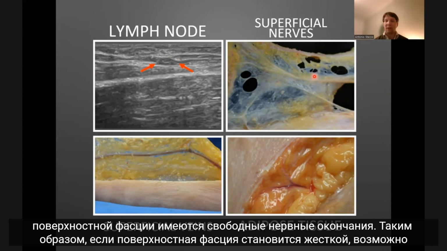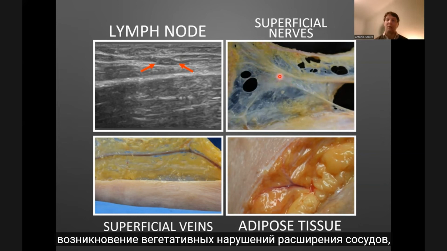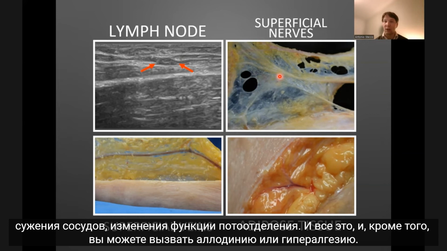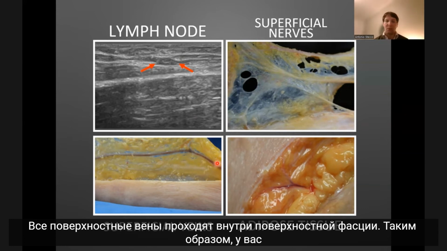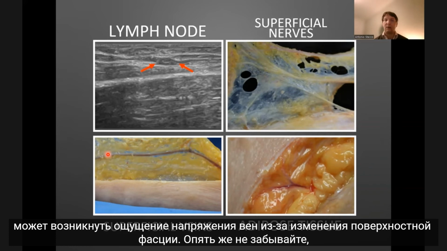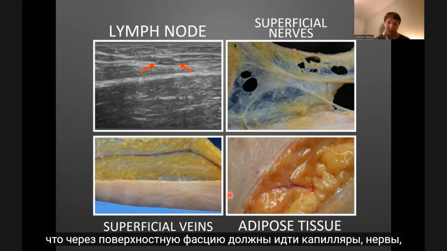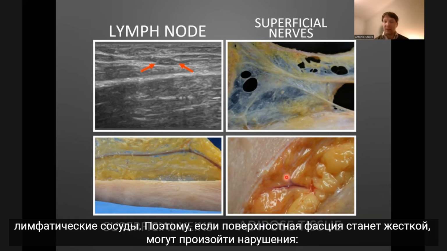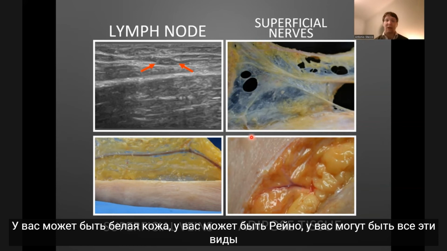Inside the superficial fascia, we have free nerve endings. So if the superficial fascia becomes rigid, you can affect the possibility to have afferent and efferent autonomic activity. And so you can make a disorder of vasodilatation, vasoconstriction, piloerection, sudoration, and all of that. On top of that, you can generate allodynia, hyperalgesia. All the superficial veins travel inside a bilamination of the superficial fascia. So you can have varicose veins, tight filling, due to alteration of the superficial fascia. Again, don't forget that through the superficial fascia, you have capillaries, nerves, and lymphatic vessels. So if the superficial fascia becomes rigid, of course, this can collapse, and you can have a white skin, a Raynaud, all this kind of disorder.